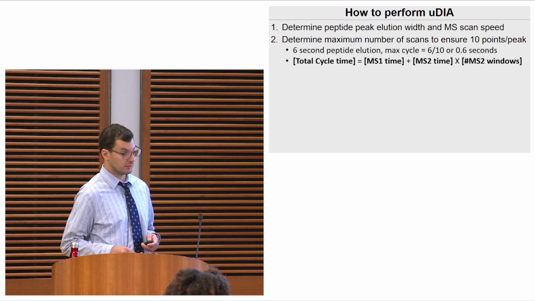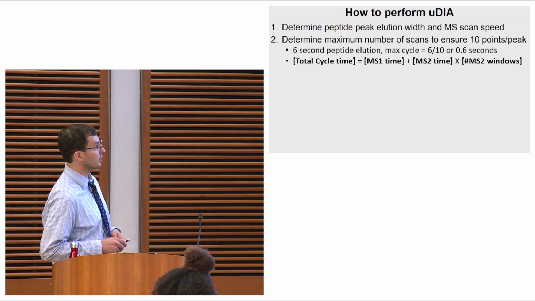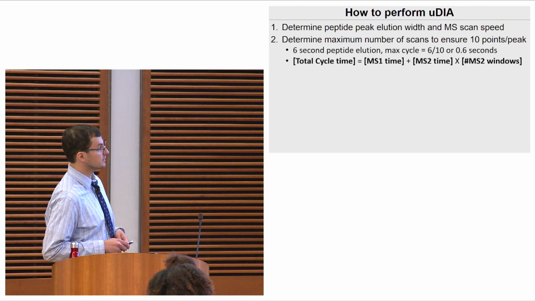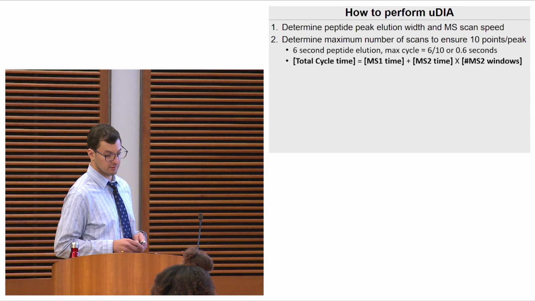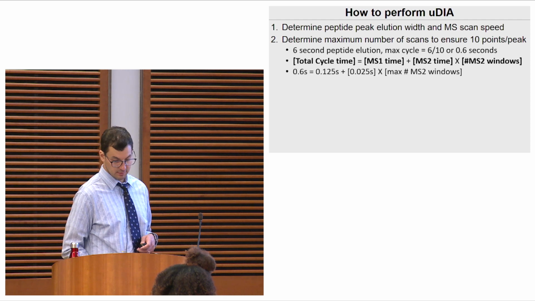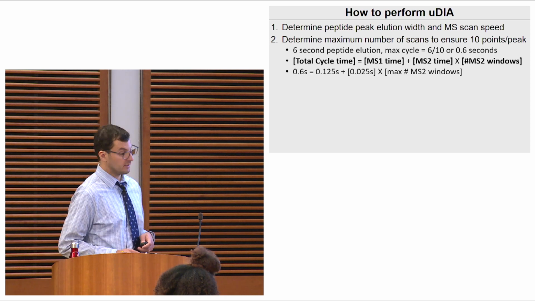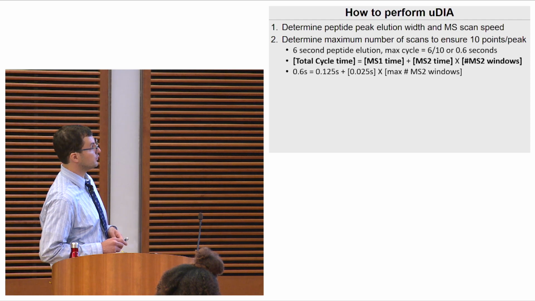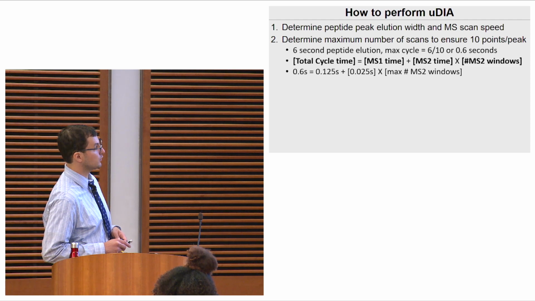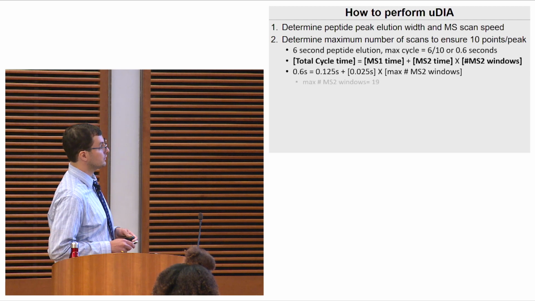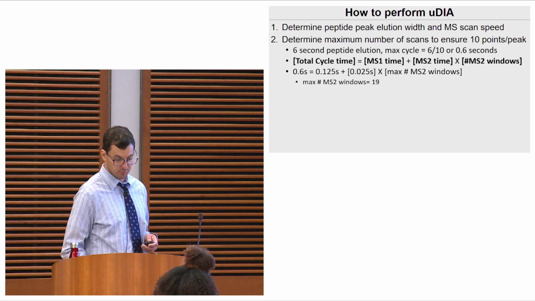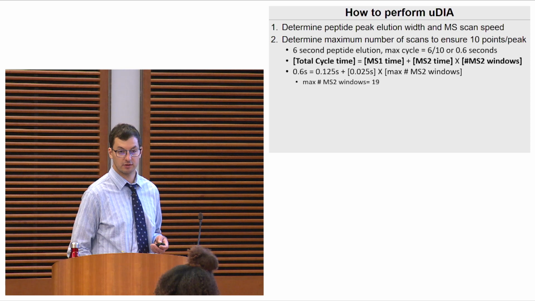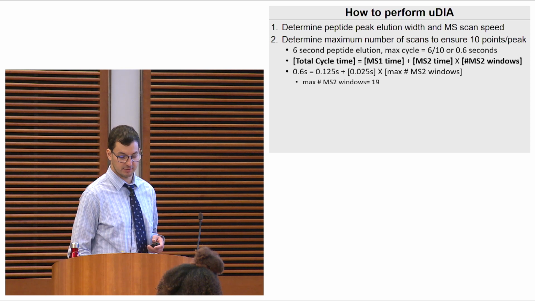method. So the total cycle time equals how long our MS1 scan takes plus how long our MS2 scan takes times the number of windows. This is just the form of y equals mx plus b. So in our example, if we know that our MS1 cycle takes 125 milliseconds and each MS2 scan is 25 milliseconds, we can easily do the math and figure out that at maximum we can have 19 MS2 windows to make sure we sample our peaks enough for good quantitation.